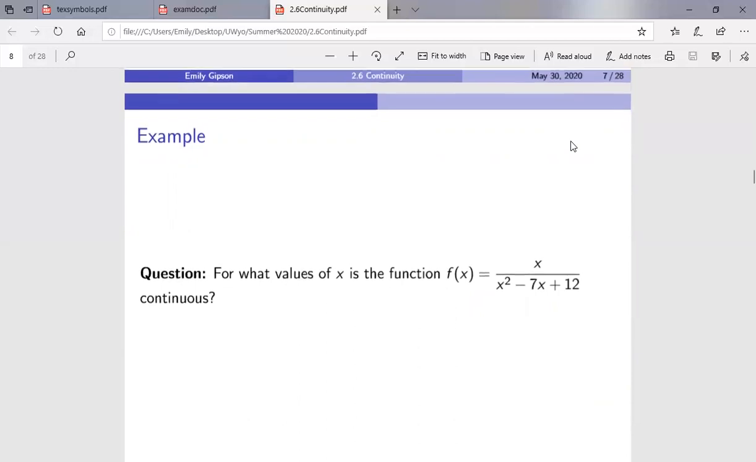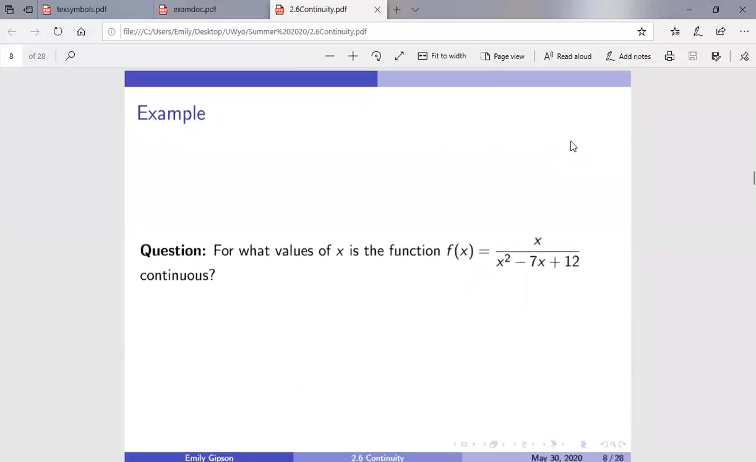So again, another example, and we're doing it in this new example type. The question: for what values of x is the following function continuous? And this function is x divided by x squared minus 7x plus 12. So go ahead and hit pause and see if you can work this out, and come back and we'll have an explanation.